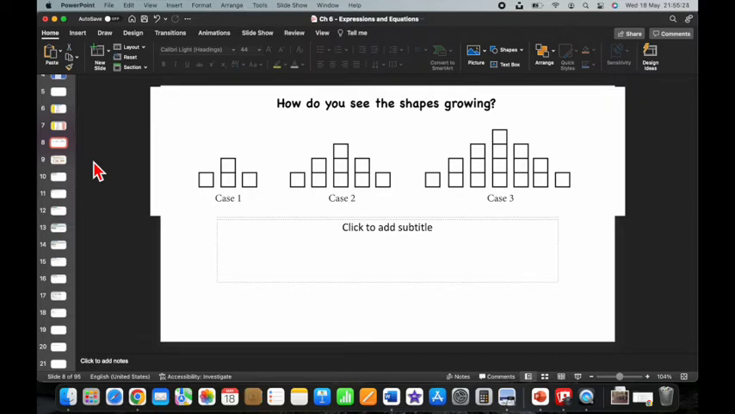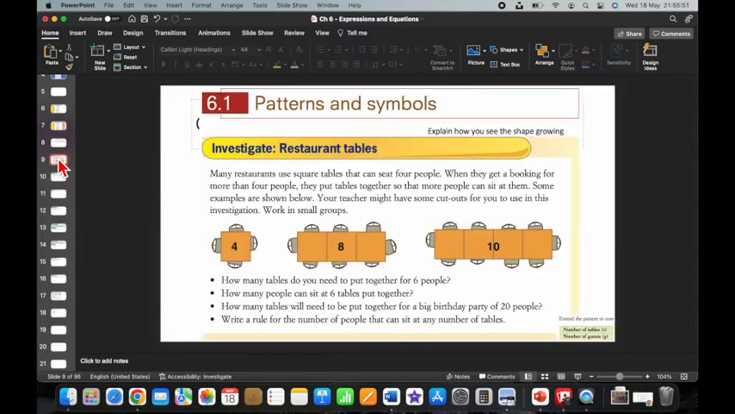Okay, so this is a bit of an introduction to our next topic. We're going to be looking a lot at patterns in chapter 6, which is what we're about to properly start today. So chapter 6, and the reason for that is because we're also going to be starting to look at algebra. Okay, and algebra is all about looking at patterns. So let's continue on to the next slide here.